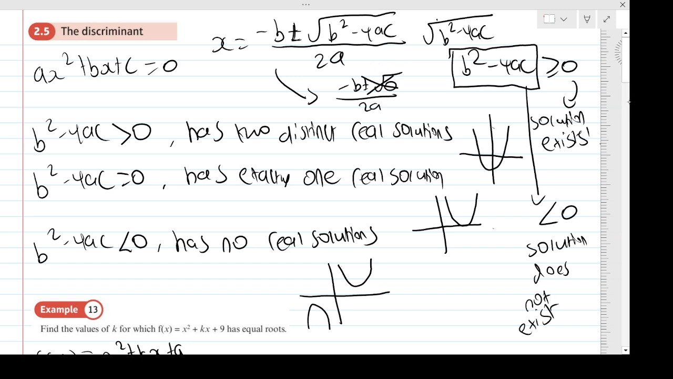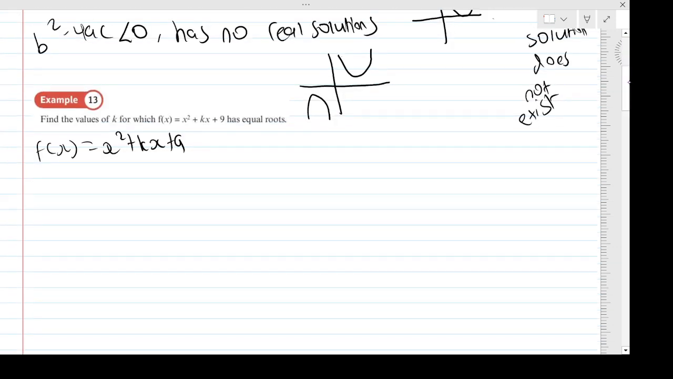So what that means is when you have equal roots, and we can annotate this in a book, exactly one solution or equal roots, okay? Equal roots just means effectively it has to only be one proper actual solution. So if it has equal roots, the discriminant, which is b squared minus 4ac, has to equal 0, okay?